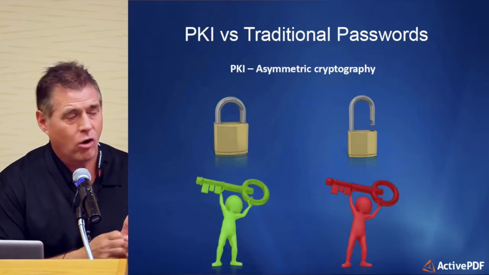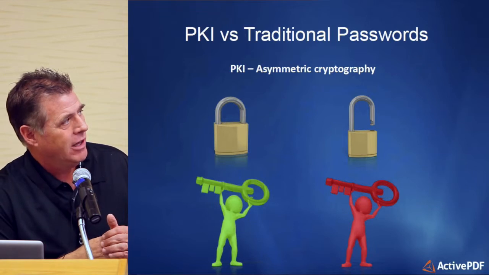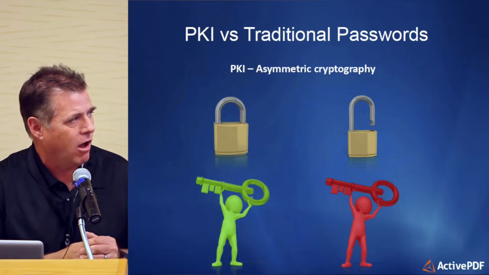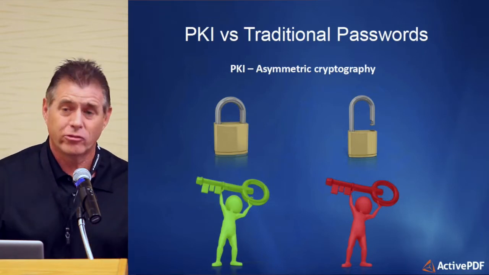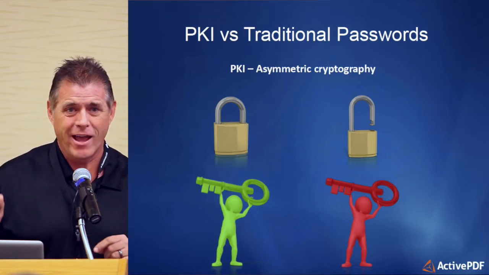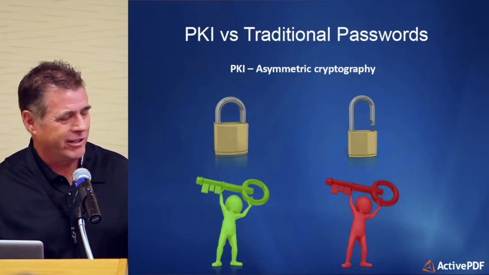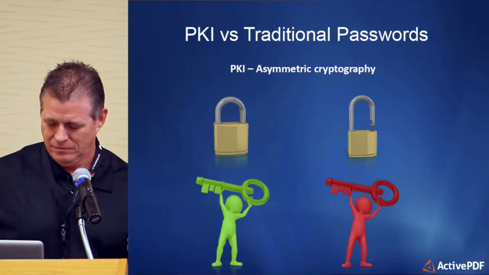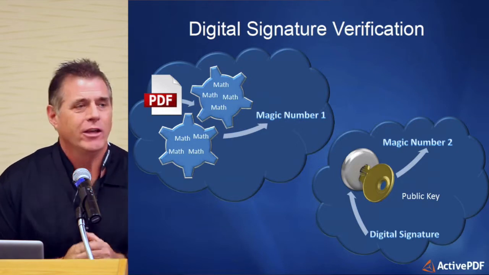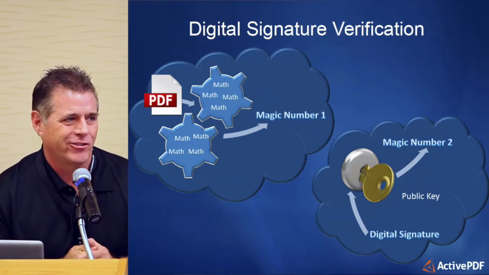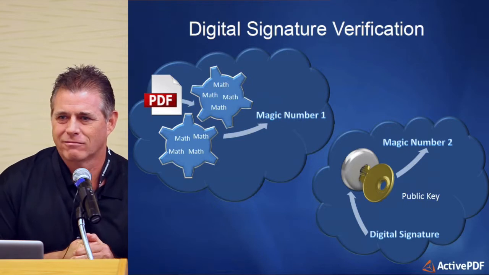In PKI, or asymmetric cryptography, one key, Mr. Green, locks, and the other key, Mr. Red, unlocks. Now, those two can be flip-flopped. Mr. Red can lock, and Mr. Green can unlock. Why this is important is you have to be able to verify a digital signature. Otherwise, why have one?